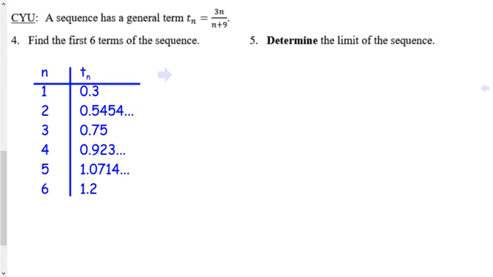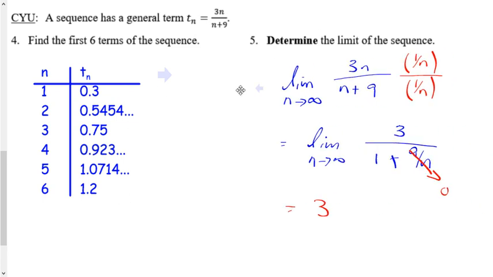There we have number 4. As I have my first 6 terms, I can see that my term value is increasing. What's it approaching? I don't know. I don't have enough terms. I would need to add more terms to get a clearer picture of what this is approaching as its term value. In other words, the limit of the sequence, I can't tell just from these 6 terms. I need more. So let's go through the process that we did in question number 3.